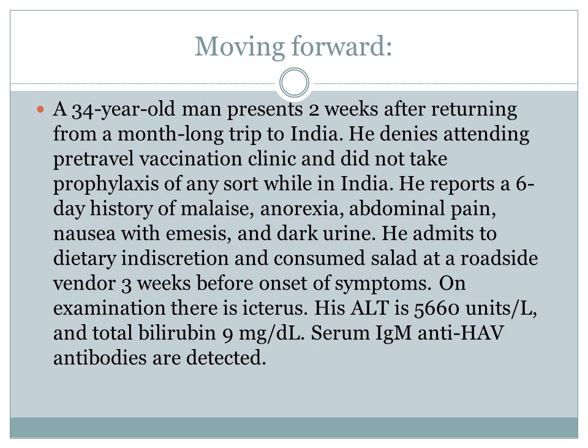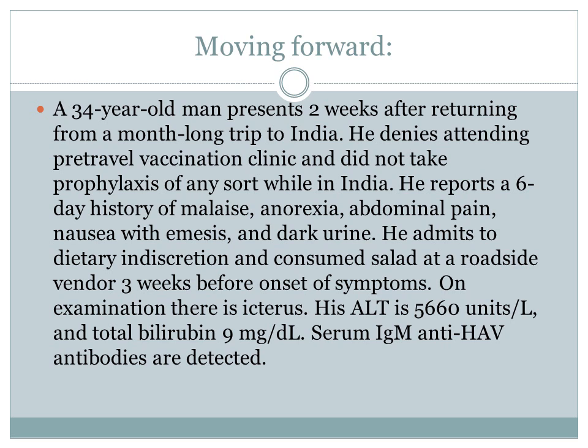So let's move forward. We have a 34-year-old man who presents 2 weeks after returning from a month-long trip to India. He denies attending any pre-travel immunization clinics, and he did not take prophylaxis of any sort while in India. He reports a 6-day history of malaise, anorexia, abdominal pain, nausea, emesis, and dark urine. He admits to dietary indiscretion in that he consumed a salad at a roadside vendor 3 weeks before the onset of his symptoms.